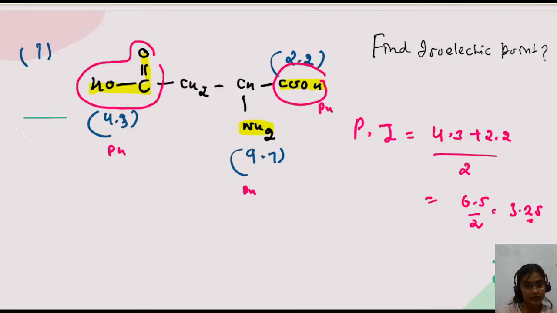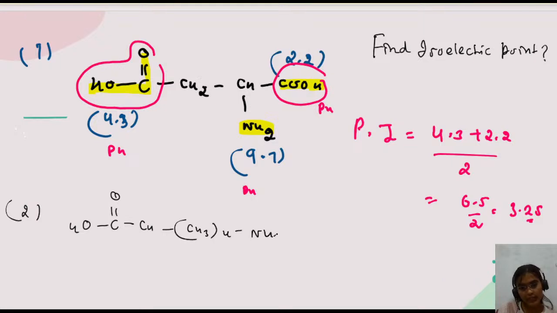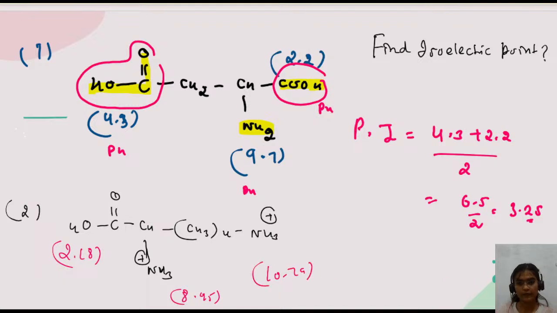Okay, let's consider one more type of question. Second, it is a COOH, CH, CH2 four times, and this is NH3 positive, and this is NH3 positive. Okay, same, please apply the concept, and can you just tell me what is the isoelectric point for this? Okay, let me just write the values. This is 2.18, this is 8.95, okay, and this is 10.79. Yes, please. Okay, what is the isoelectric point for this given question?